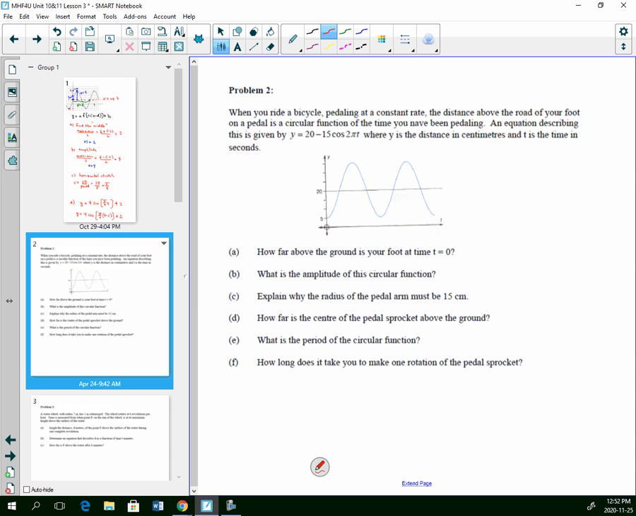Okay, this question is in your guide, so we'll run through a few questions in the guide, and then we'll add a Ferris wheel question. In this question, they not only give us a graph, but they also give us an equation. So I'm just going to write the equation out at the bottom here because it's quite small.